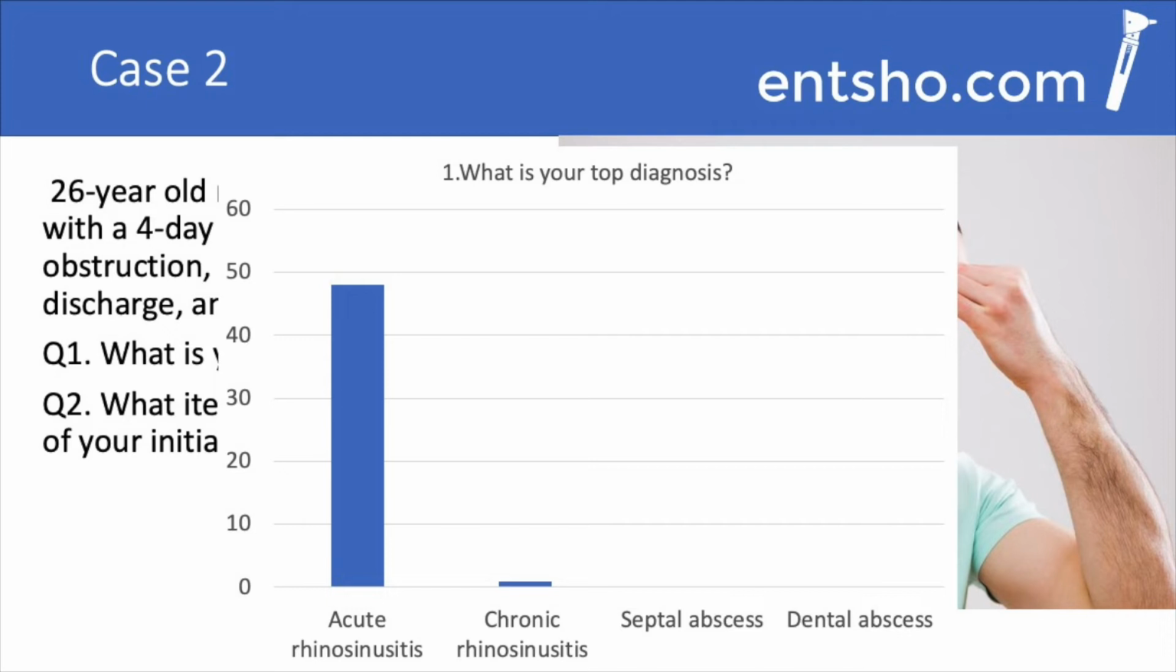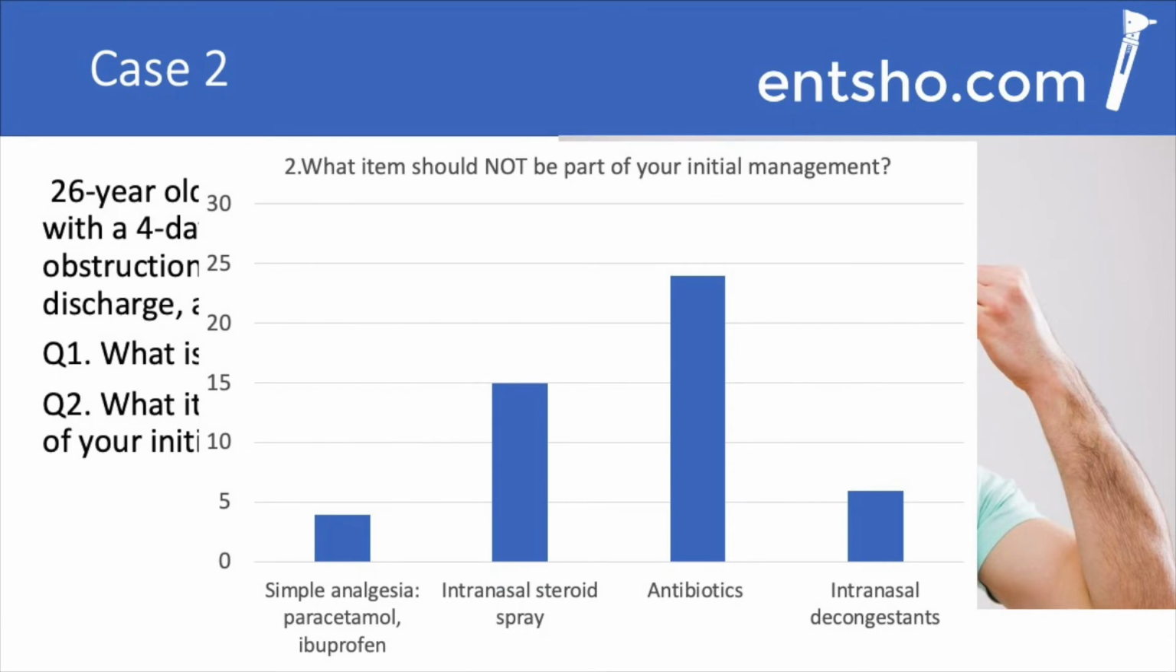Let's work through the management of this. Simple analgesia should be part of your plan, as that's the mainstay of treatment for acute viral rhinosinusitis: paracetamol, ibuprofen. And he's only had it for 4 days. As a third of you pointed out, seeing as it's a short course, you tend to start intranasal steroids if it goes on past 10 days. And the same with antibiotics.